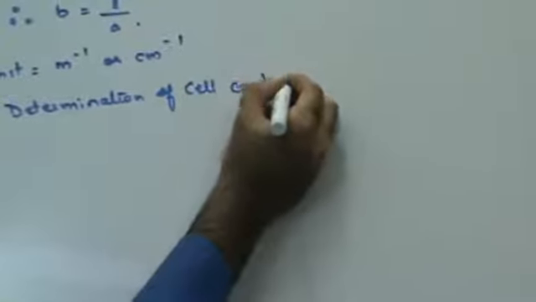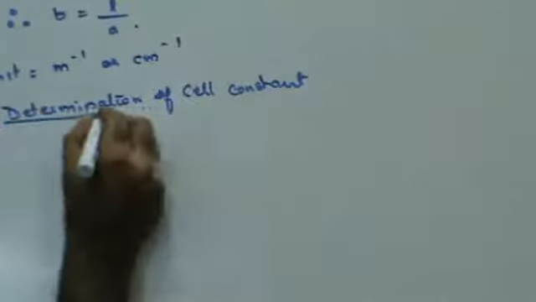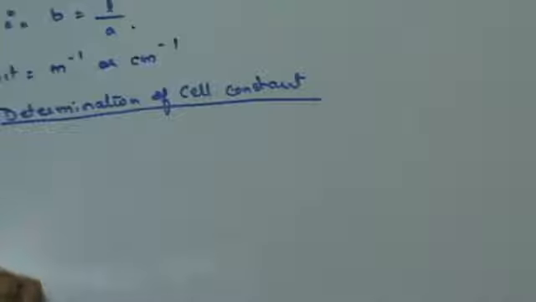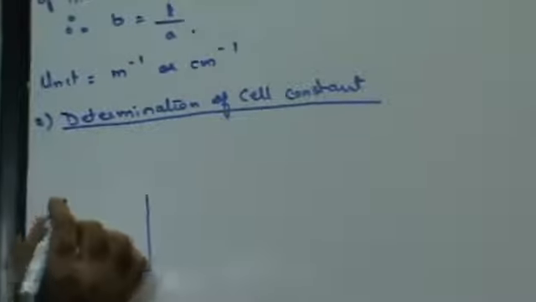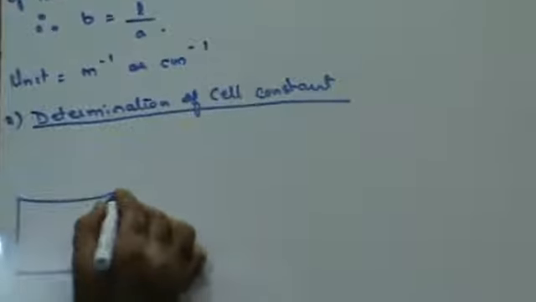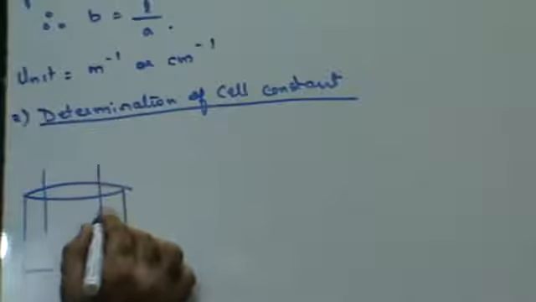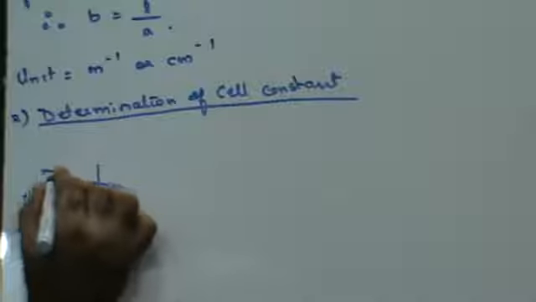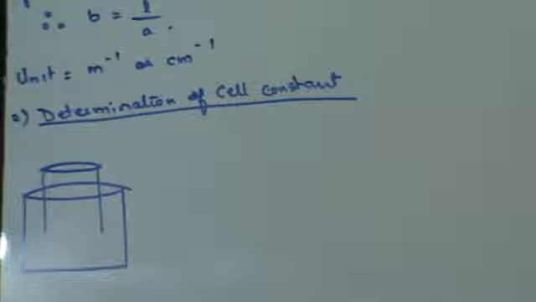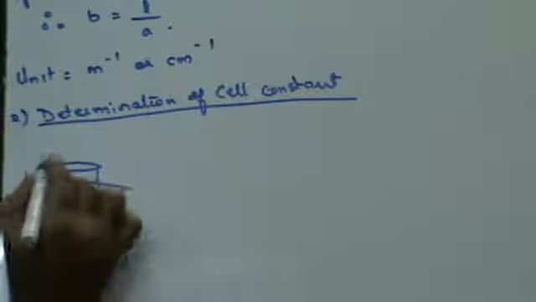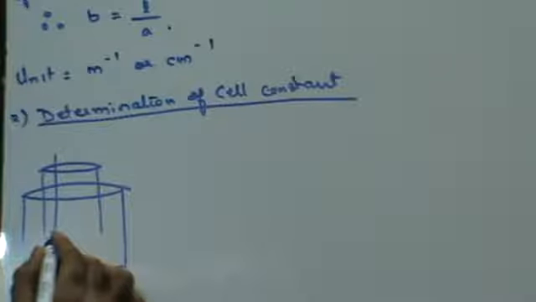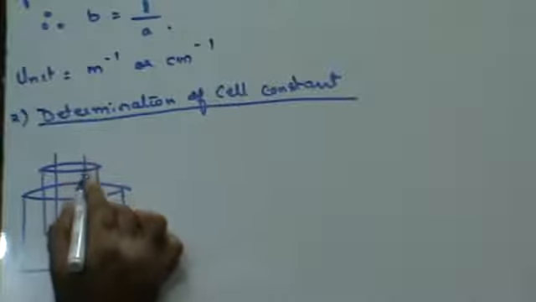Determination of cell constant. I can determine cell constant by using Wheatstone network. For example, if I had a cell here, this is the glass vessel or glass tube. You have two electrodes that are being immersed here, which have a platinum plate at its tip.